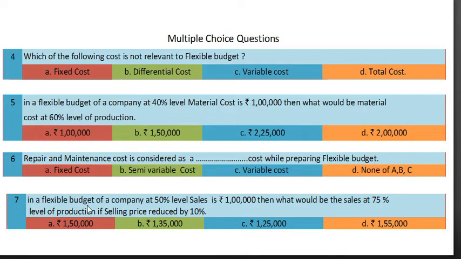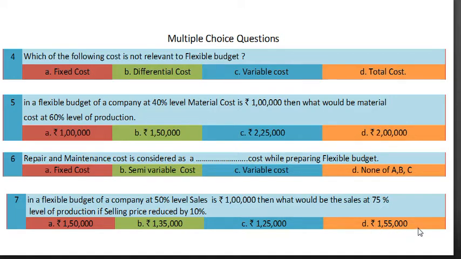Seventh, in a flexible budget, a company at 50% level sales is rupees 1 lakh. Then what would be the sales at 75% level of production if selling price is reduced by 10%? Option A 1 lakh 50,000, option B 1 lakh 35,000, option C rupees 1 lakh 25,000, option D rupees 1 lakh 55,000.